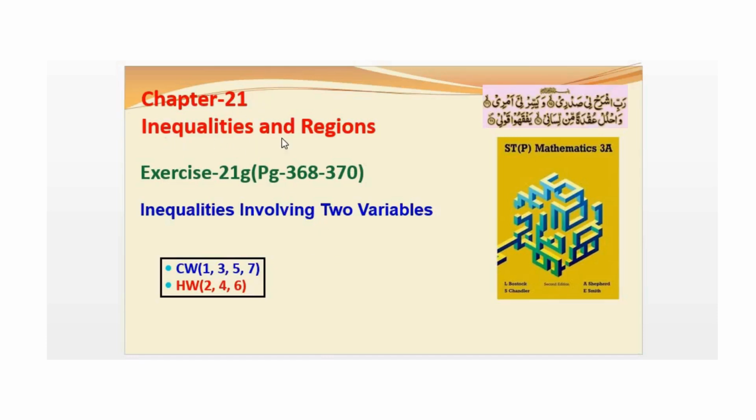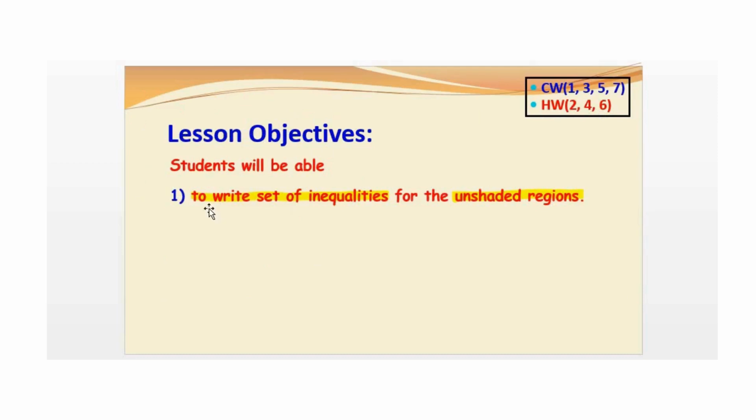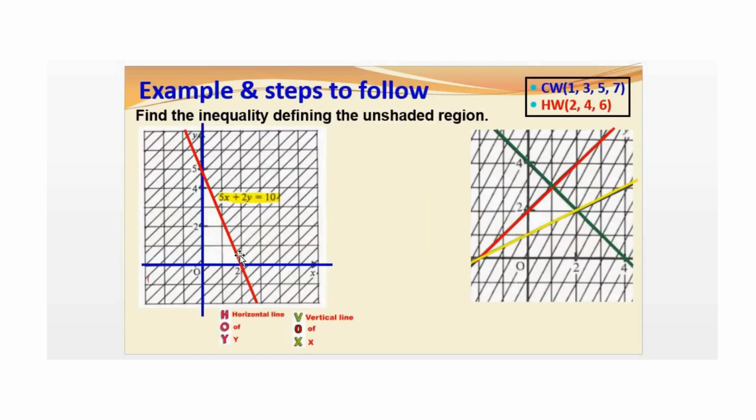Bismillahirrahmanirrahim. Chapter 21, Inequalities and Regions, Exercise 21g. What is our main objective? Our main objective is to write the set of inequalities for the unshaded region. Let's start with the help of an example.